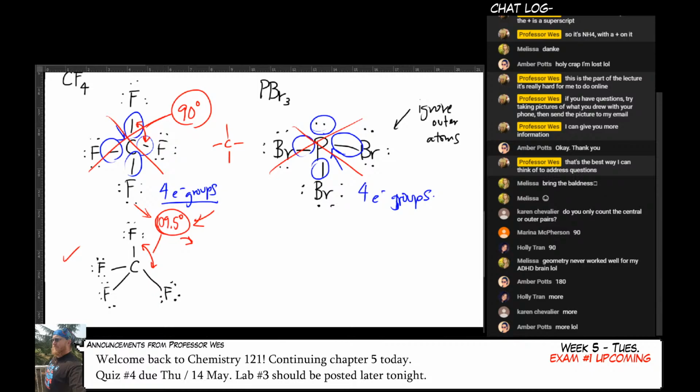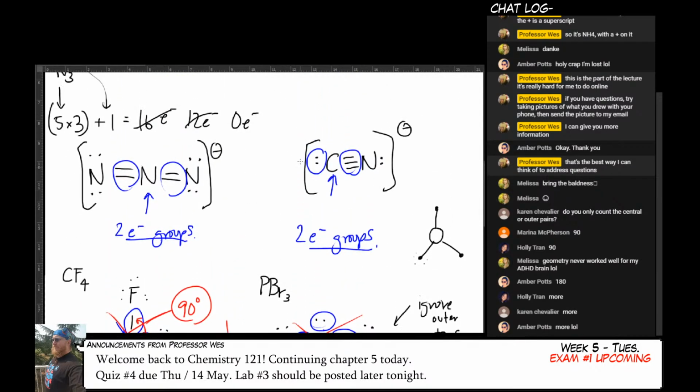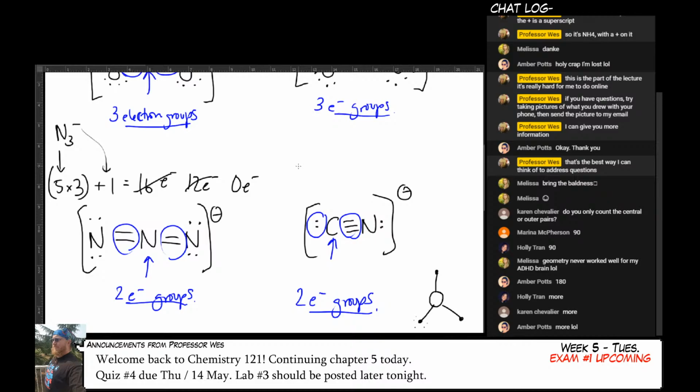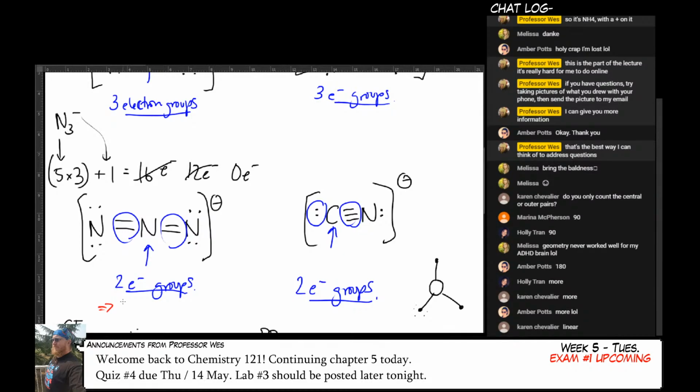Boop, we'll just do that. Now what we can do is we can assign these molecules shapes. So we'll go back up here. I have 2 electron groups on this molecule, so if I wanted to give it a name for its shape, what would the name be that you would call it? What should I call N3 minus? What is its shape? Very good. Yeah, it's linear.